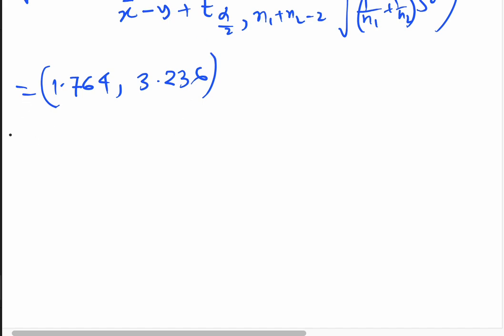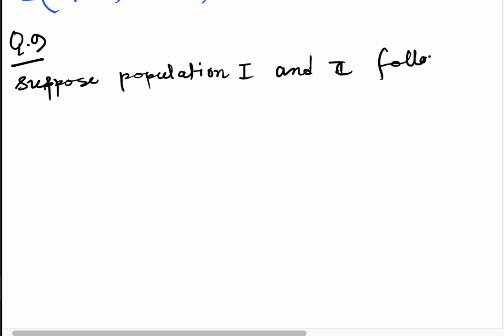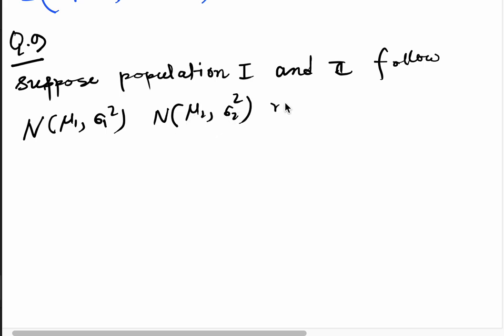There is question 9. Suppose population 1 and 2 follow normal distribution with mu1, sigma 1 square, and mu2, sigma 2 square, respectively.